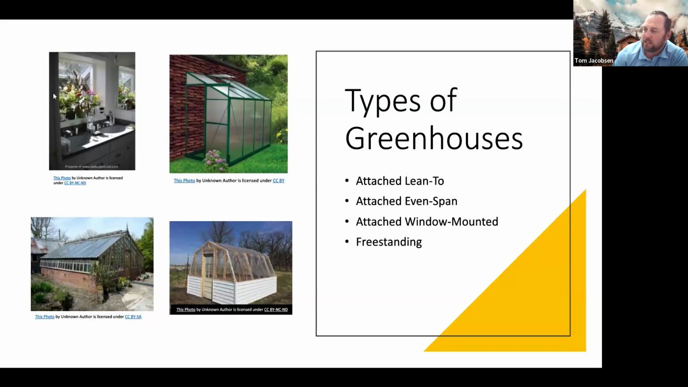This attached even span, this is a pretty terrible picture, but this is basically what they are. The end wall is attached to the home or to another structure, and the greenhouse extends off of that. This one up here is an attached window mount greenhouse. It's part of the home, and it's just meant to get more sunlight onto those house plants. And then finally we have these freestanding greenhouses. Those are our four basic types of greenhouses.